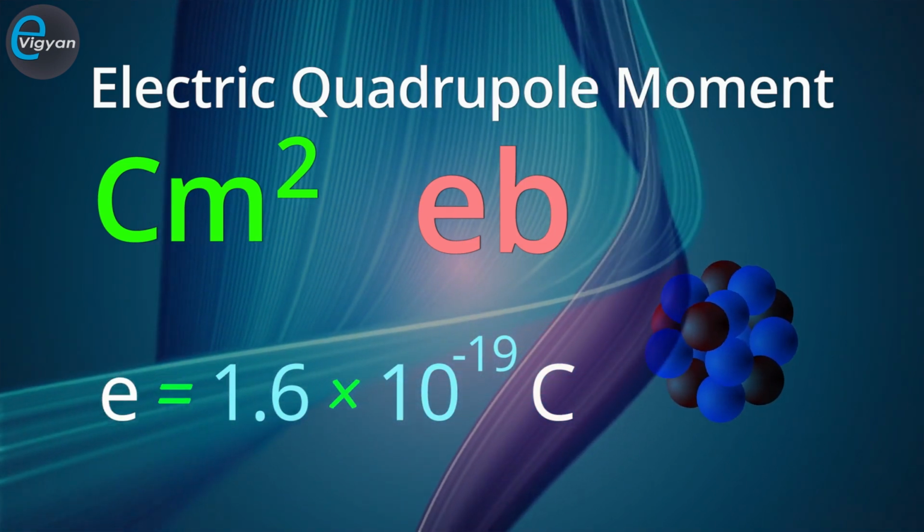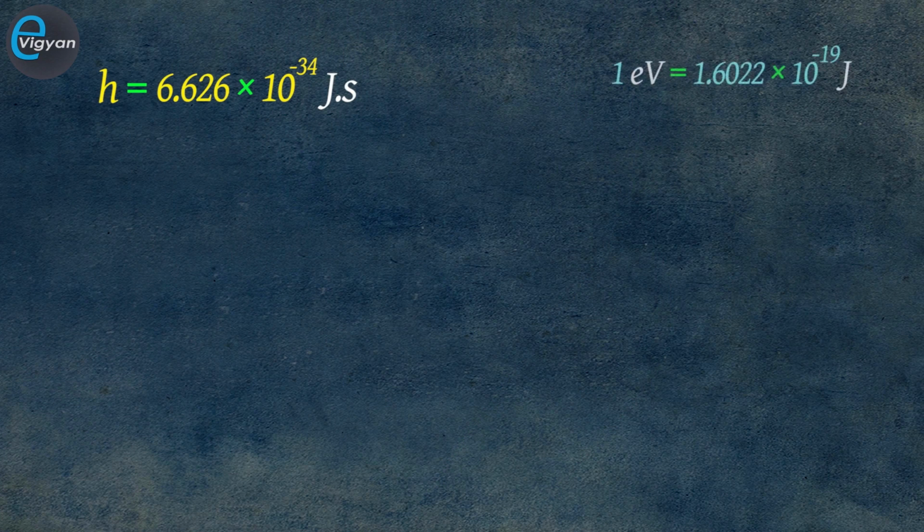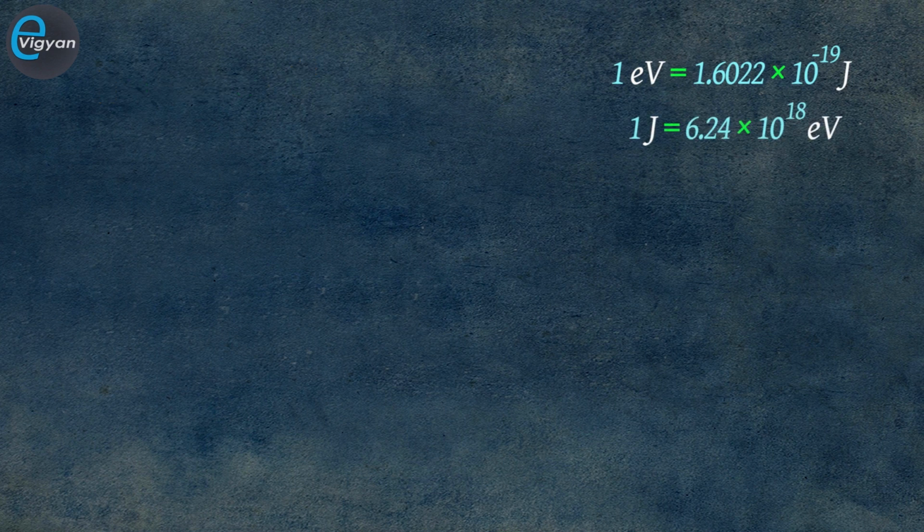You know that the value of Planck constant in SI unit is h equal to 6.626 times 10 raised to power minus 34 joule second. We also know that 1 electron volt equals 1.6022 times 10 raised to power minus 19 joule. That is, 1 joule equals 6.24 times 10 raised to power 18 electron volt, which can also be written as 6.24 times 10 raised to power 12 MeV.